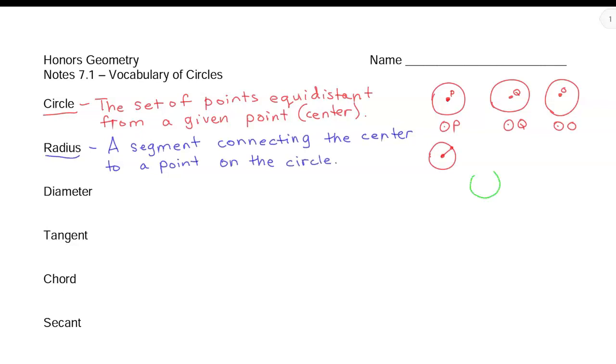You've probably drawn a diameter before. When you draw a diameter, you're making sure a segment passes through the center of the circle. So you're connecting a point on this side of the circle to a point on the opposite side of the circle and making sure it passes through the center. So a diameter is a segment connecting two points on the circle that passes through the center.